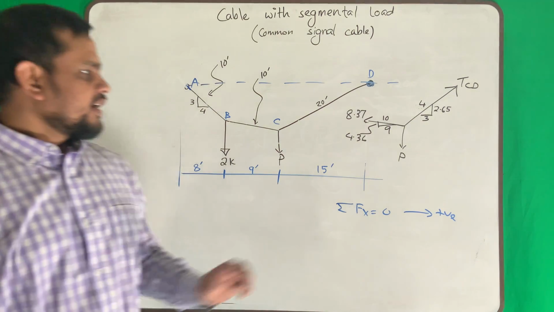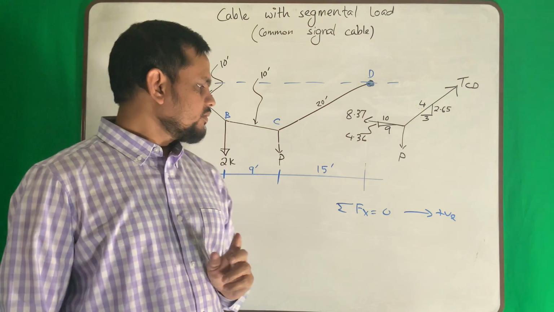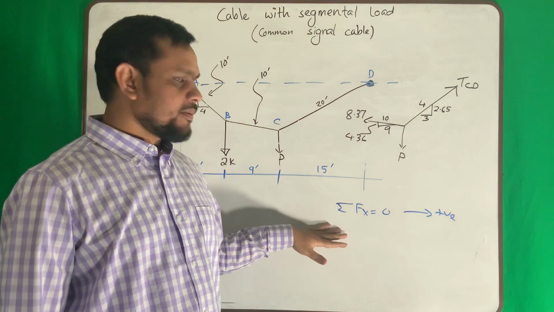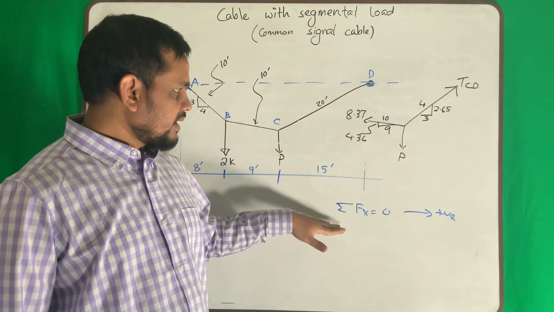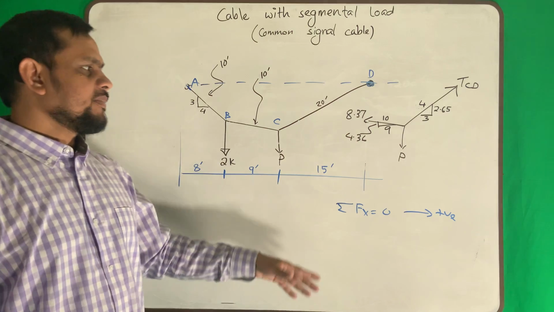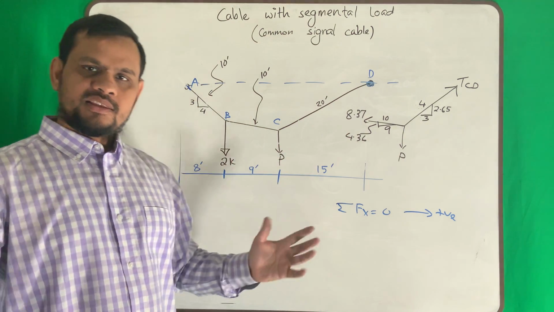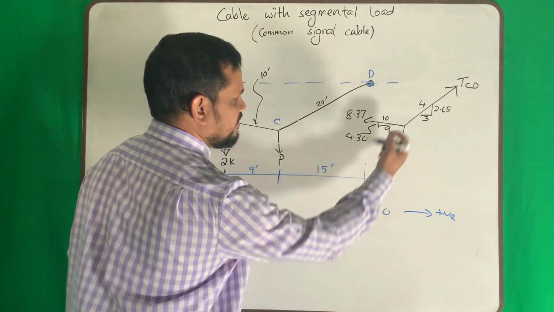Okay, in this joint again I have two unknowns, TCD and P. I cannot find any one directly. So I will apply summation of Fx first, I will get a relationship, then I will apply summation of Fy, get another relationship, then solve it. So if I apply summation of Fx, what will I get?